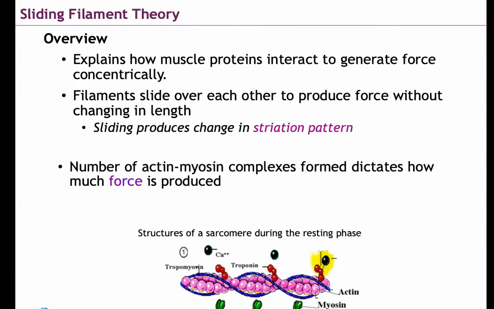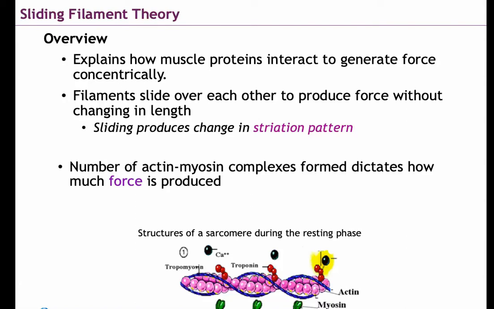Another big point to understand is that the number of actin-myosin complexes formed will dictate how much force is produced. So what's an actin-myosin complex, also called an actomyosin complex? It's when actin and myosin interact. And the number of interactions, the number of complexes that are formed, determines how much force is produced in the muscle. Remember when we said that the myosin heads, 2 of those heads, are called a cross bridge. That cross bridge has to interact with the active sites on actin, and that's going to form an actomyosin complex, resulting in more attachments and greater force production.